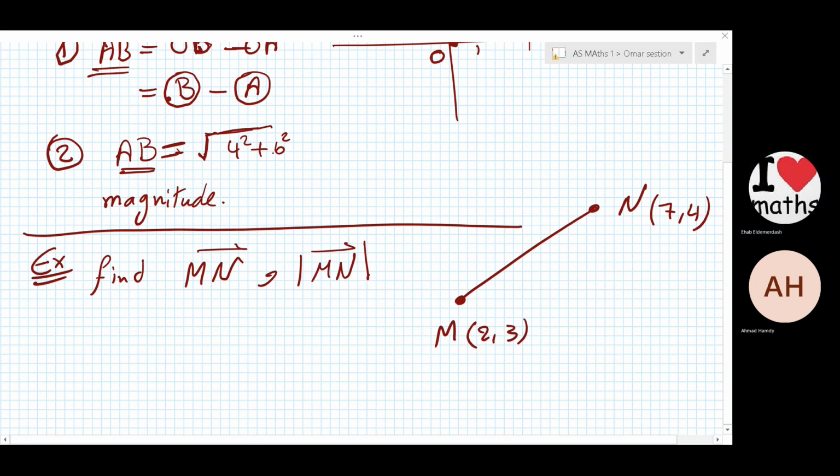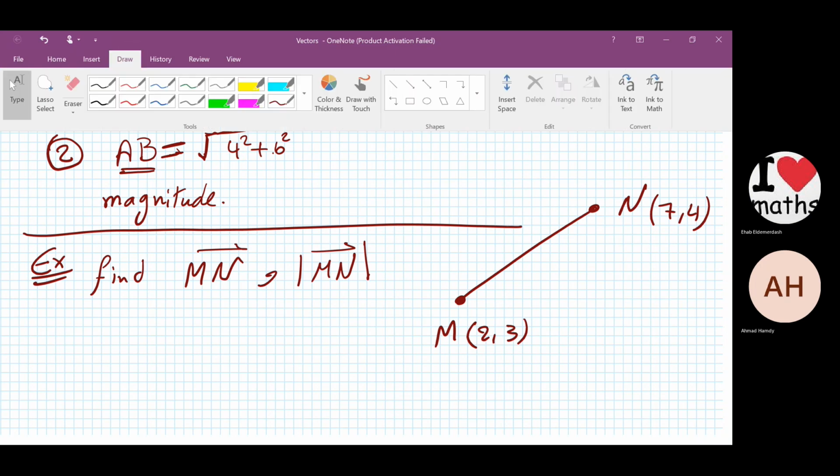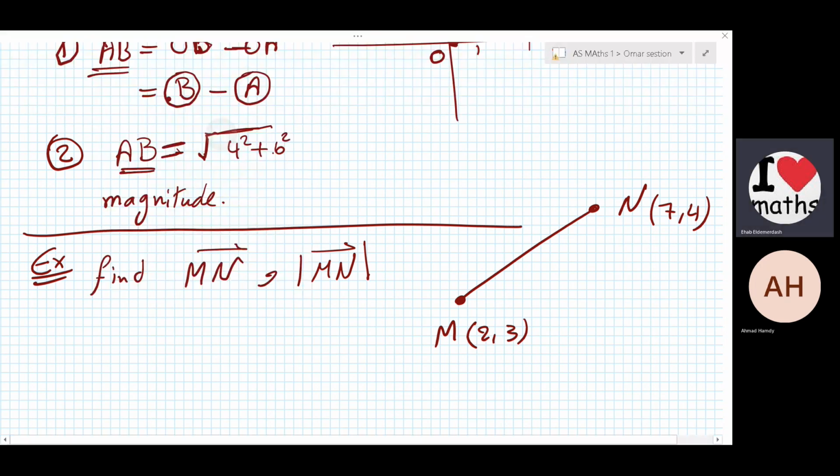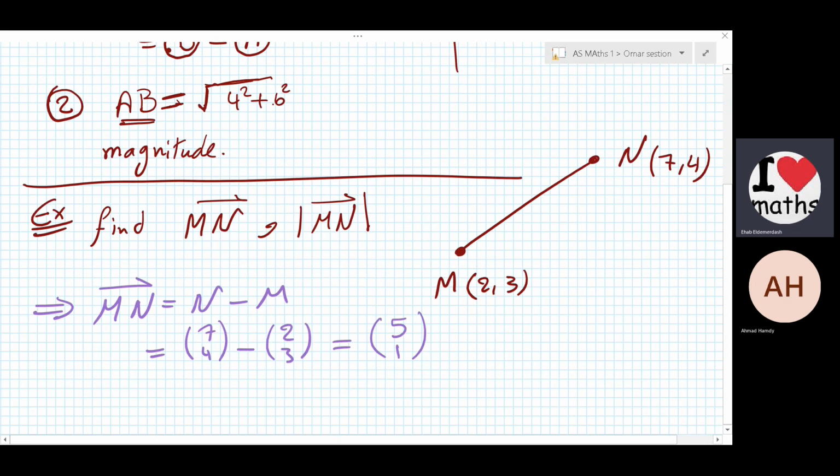Come on guys. Who can tell me what is the vector MN? What will it be? Give me the details, Mohamed. It will be N minus M. What is N? 7 and 4, minus M, which is 2 and 3. So you can easily find out that the vector is 5 and 1. Okay, this is the vector MN.